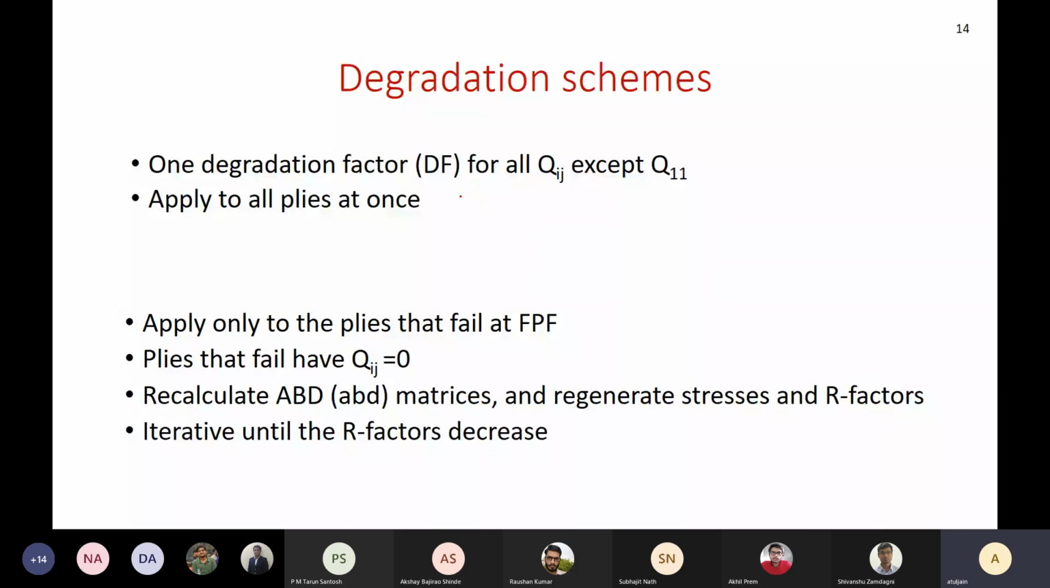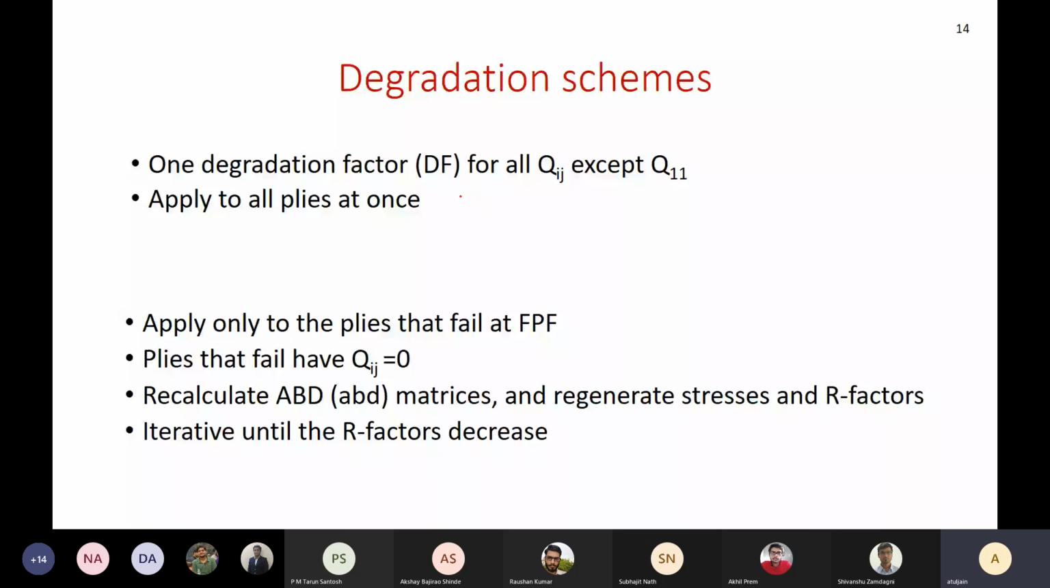Both of these are very simple schemes, because the first scheme says that it doesn't matter which ply fails, all the plies have loss of stiffness, which is not true. The second theory says that if a ply fails, Qij is binary. Either Qij is some constant that you have calculated for virgin material, or as soon as it fails, we replace Qij by 0. The second one is a slight improvement over the first one, but still it is not ideal.